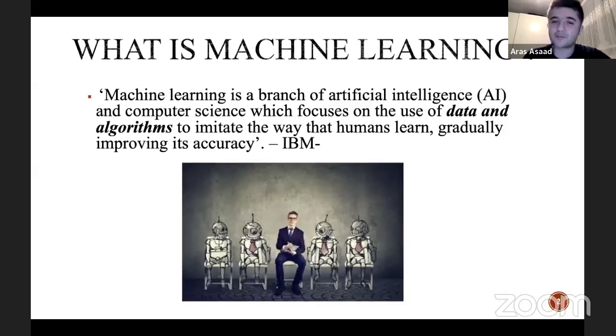So the aim of designing a machine learning system is that you want to perform some sort of task the way that humans do it, not just automation, but injecting some sort of intelligence into it. And this definition is by IBM, by the way, it's not mine. Although there are other ways of defining machine learning.